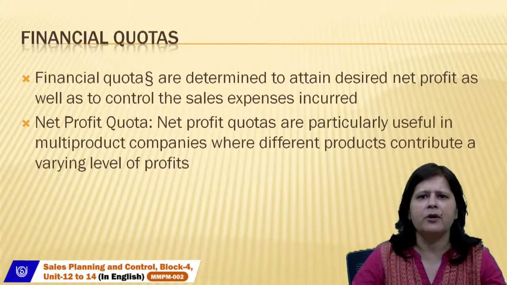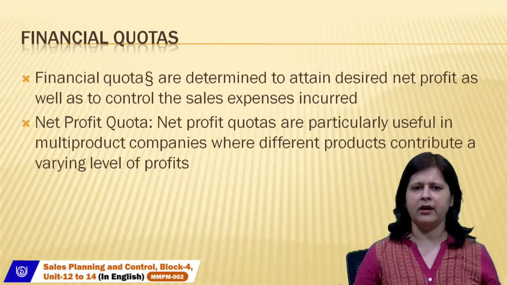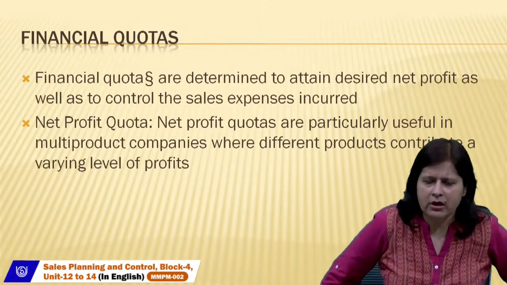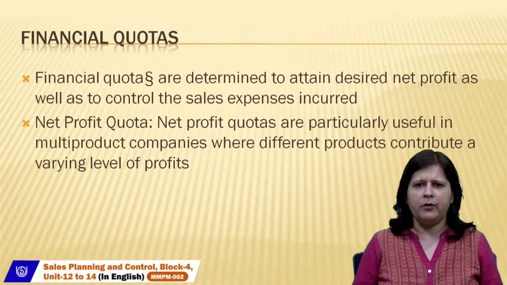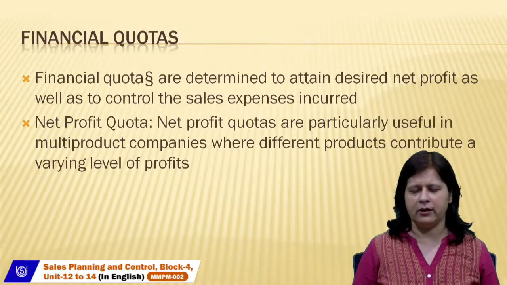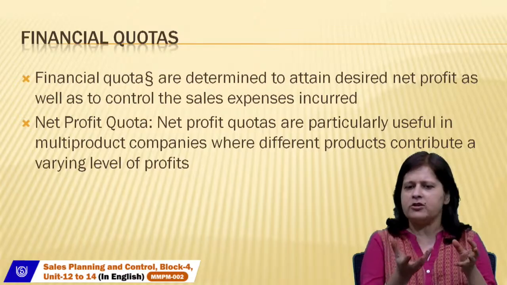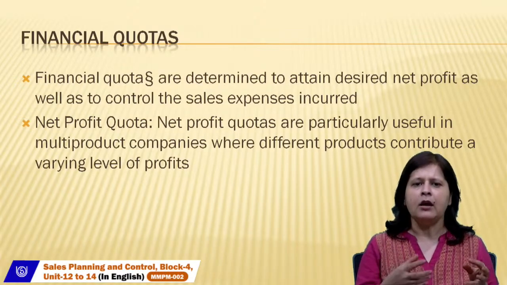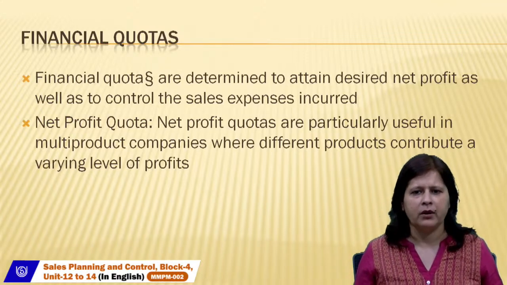Then another type of quota is the financial quota. Financial quotas are determined to attain the desired net profit as well as to control the sales expenses incurred, right? So the financial quota is to attain the desired net profit, and also to control the sales expenses incurred. When we say financial quota, in terms of money, it is determined to attain the desired net profit. How much profit do we want, right?